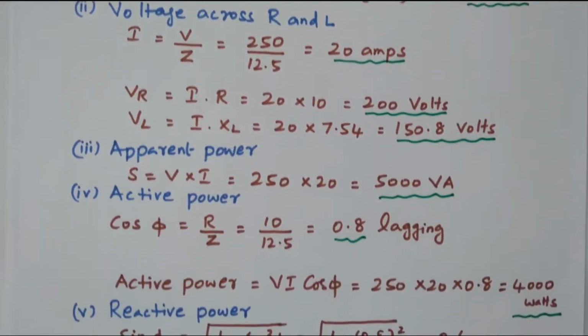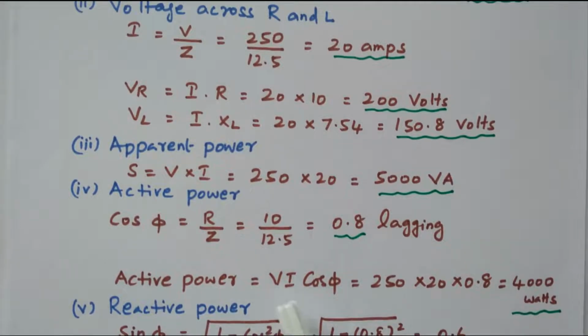Then we will find the active power. The active power is VI cos phi. Phi is the power factor angle, so we need the value of cos phi. First we will find cos phi. Cos phi equal to R divided by Z. From the phasor diagram this relation is available. Cos phi equal to R divided by Z. So 10 divided by 12.5, that is equal to 0.8, lagging. Because of the inductive circuit, the current is lagging the voltage. So it is mentioned as lagging.